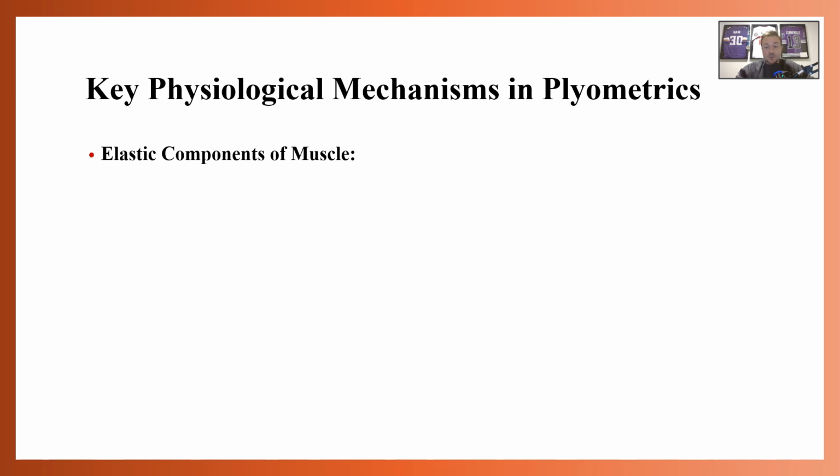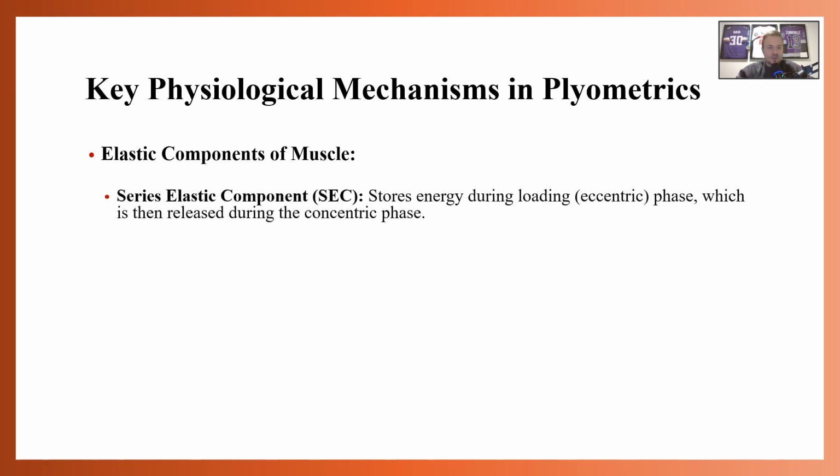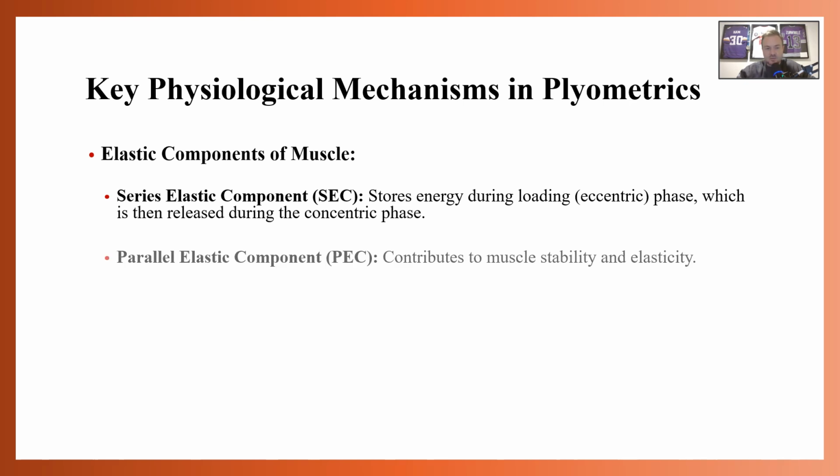So what are key physiological mechanisms in plyometrics? Well, there are elastic components of muscle. We know this. Contractile tissue has elastic properties. So let's break this down even further. There's a concept here called series elastic components, or SEC. This stores energy during the loading or eccentric phase, which is then released during the concentric phase.